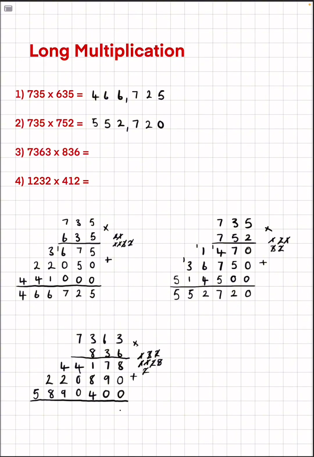8 add 0 is 8. 7 add 9 is 16. You put the 6 down, carry the 1. 8 add 1 is 9, add 1 is 10, add 4 is 14. We put the 4 down and carry the 1. 4 add 1 add 0 is 5.